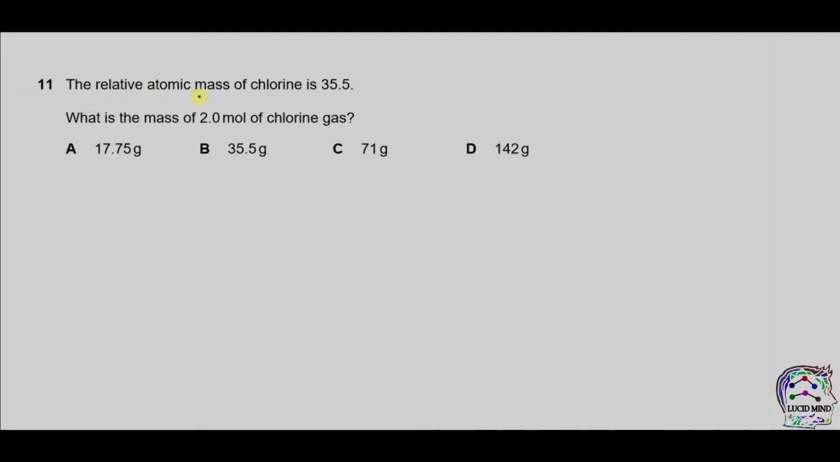Question 11. The relative atomic mass of chlorine is 35.5. What is the mass of 2 moles of chlorine gas? We can use the formula for mass. We can see mass in grams is equal to number of moles into Mr.